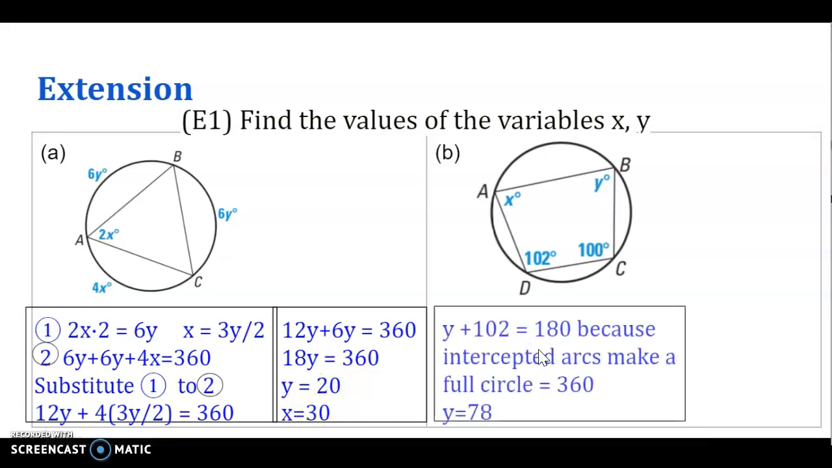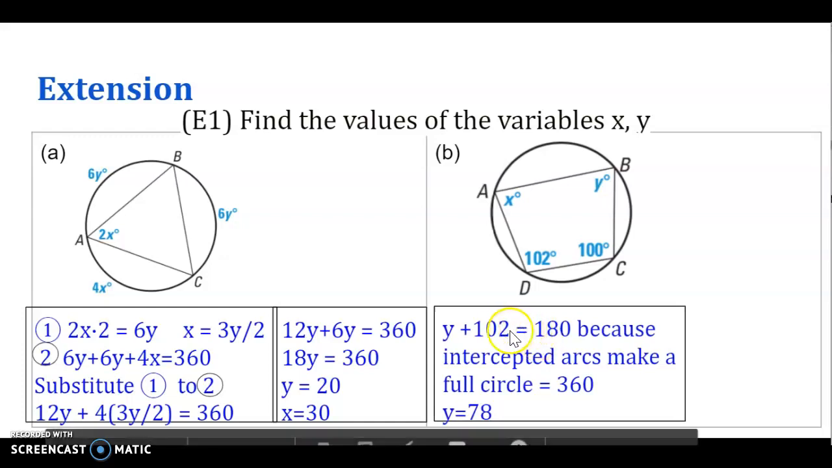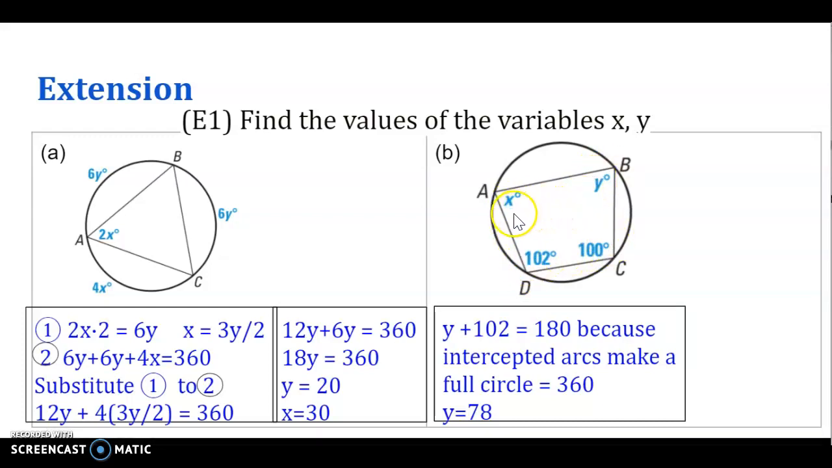Okay, this diagram. We have not fully explored this, but basically, when a quadrilateral is inscribed inside a circle, then this angle plus this angle has to be 180 degrees. So opposite angles are supplementary. Likewise, x plus 100 has to be supplementary, that means 180 degrees. And hopefully we'll explore that next week.